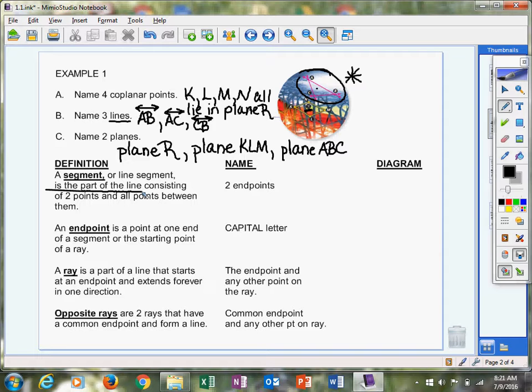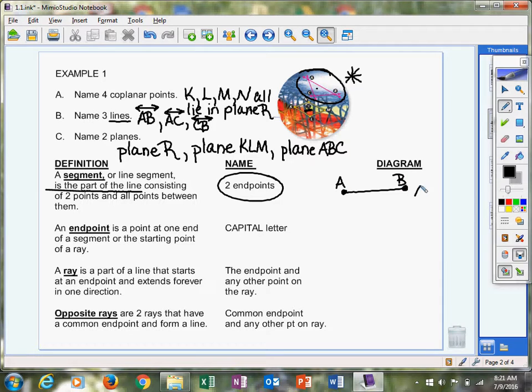And so the way we name them is we find the 2 endpoints and we name them using the endpoints. So I'm going to circle that. And then we're going to draw one. So let's just draw a line segment. We'll put some endpoints here on either end. And you can use any 2 letters. So if you want to call it AB, this would be segment AB.